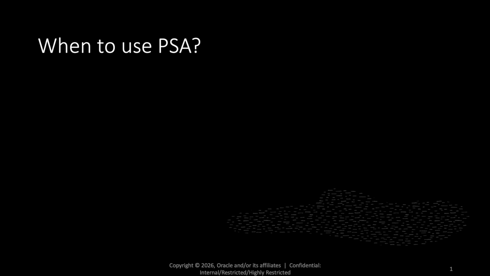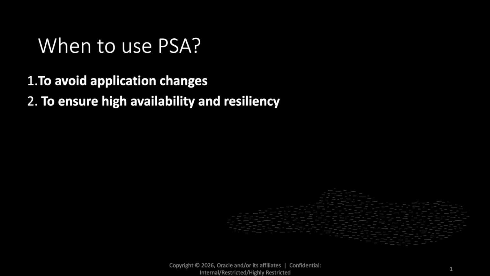Finally, when to use Private Service Access. To avoid application changes, use PSA when you want existing workloads to start using private connectivity without modifying code, endpoints, or configurations. To ensure high availability and resiliency, use PSA when you want reliable service connectivity backed by OCI's fault-tolerant cloud architecture.